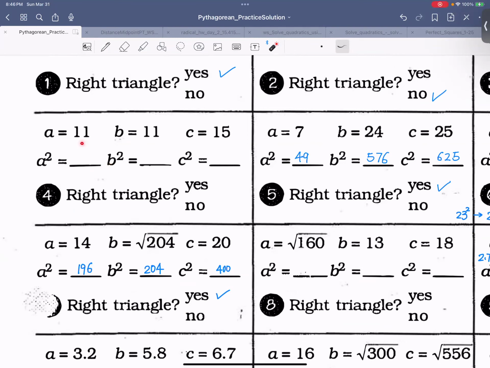Andrew, try this one. Go. 11 square. 121 and 121. And then C square. 225. 225. Yes or no? No, it's not. Okay.